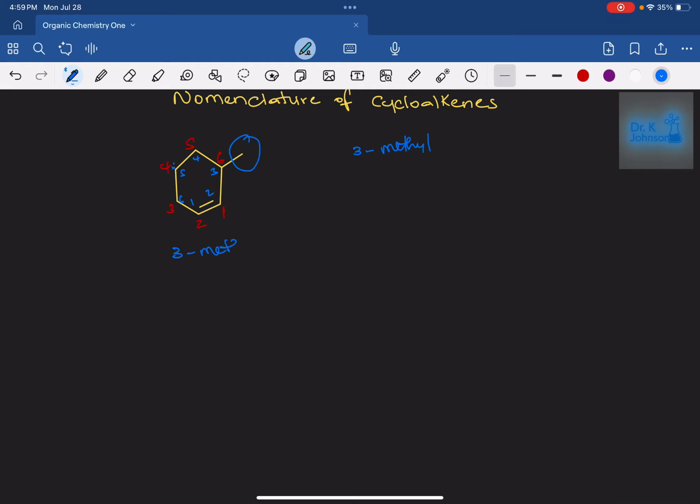You have to identify where my methyl group is. It's a ring structure, and the ring has 6 carbons. Cyclo, because it is a ring, and we have 6 carbons. Hexene, because of the double bond. And the double bond is between 1, 2, so you don't need to write the number 1. That's 3-methylcyclohexene.